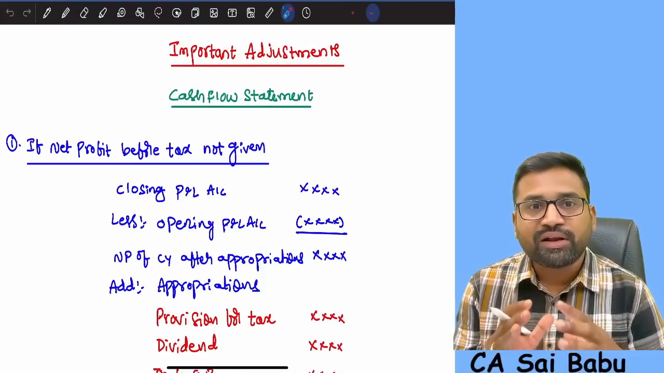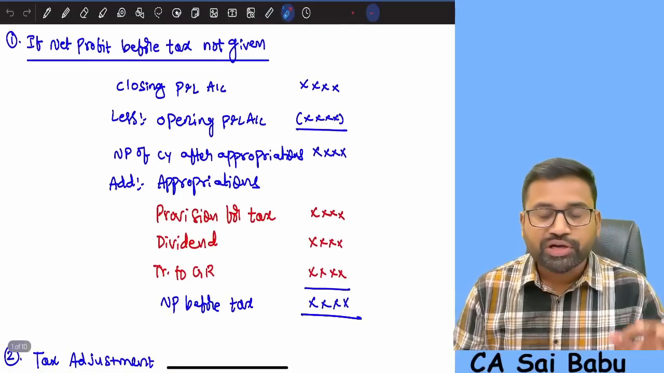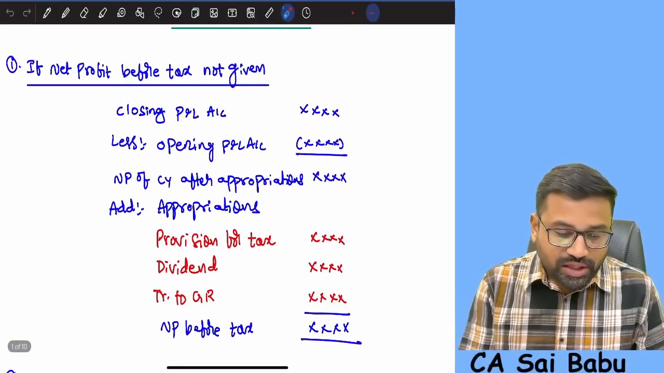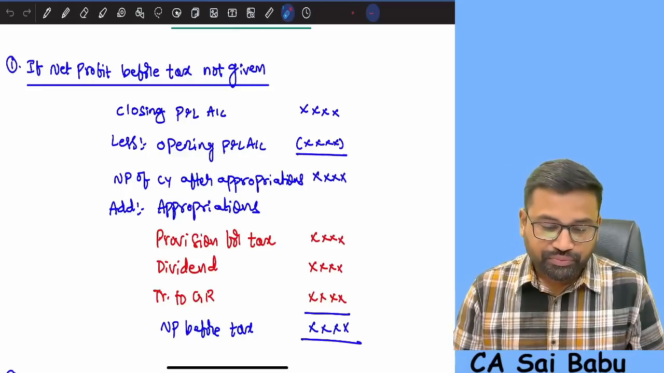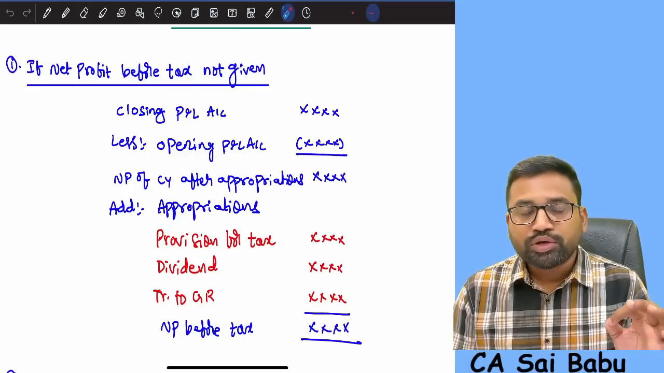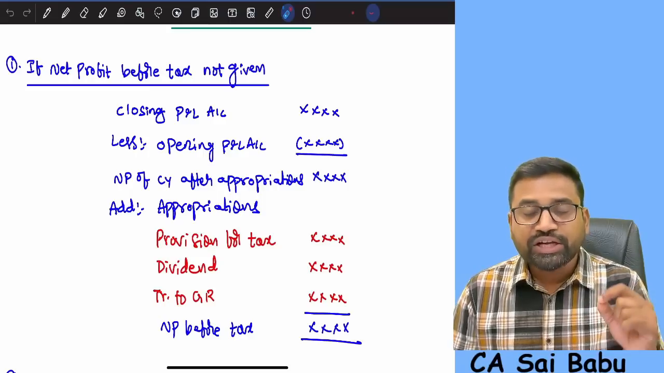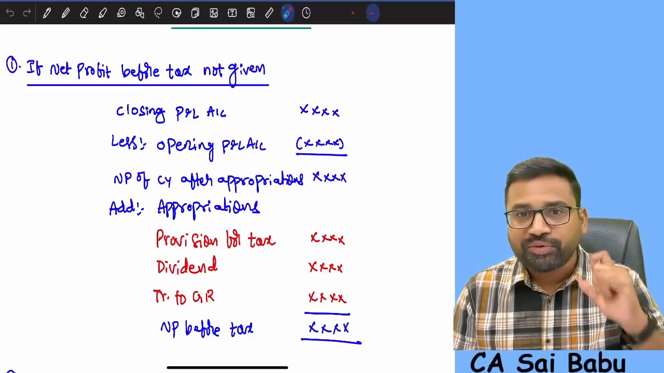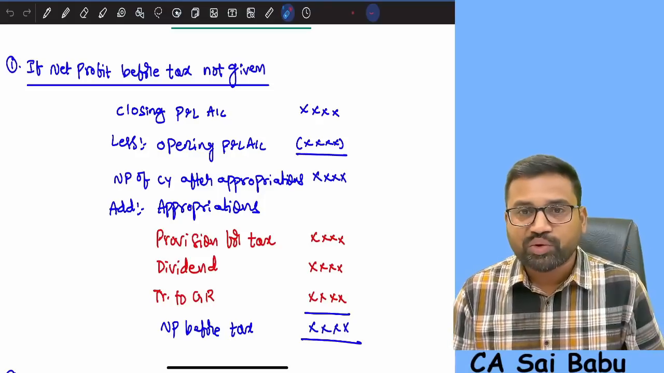Now let us cover important adjustments from the cash flow statement chapter. The first important adjustment is if net profit before tax is not given in the question. You know, to arrive at cash flow from operating activities under the indirect method, we need to start from net profit before tax. But sometimes net profit before tax is not available from the question.